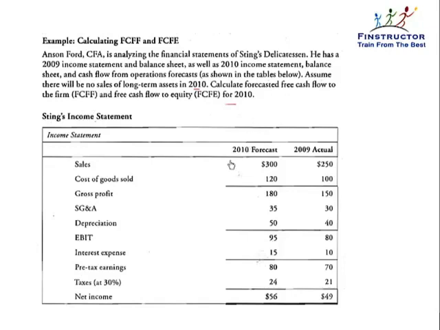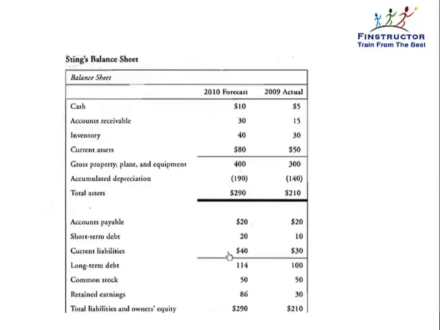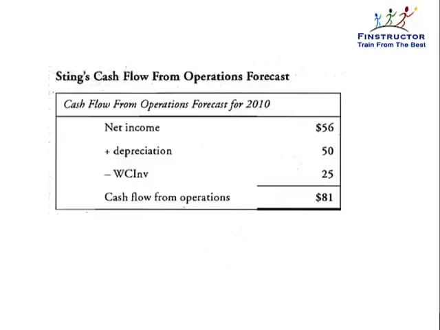So for 2010, we are given the income statement, we are given the balance sheet, and we are given the cash flow statement. Please note, if the income statement and balance sheet is given, we don't really need the cash flow statement. We can forecast that on our own.